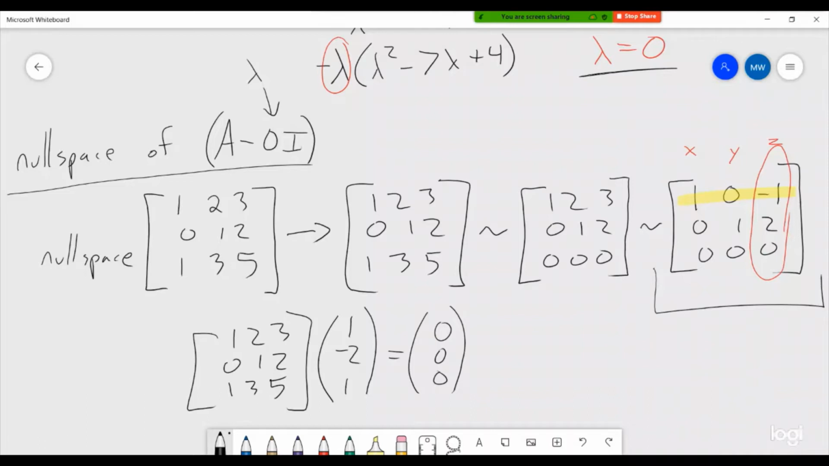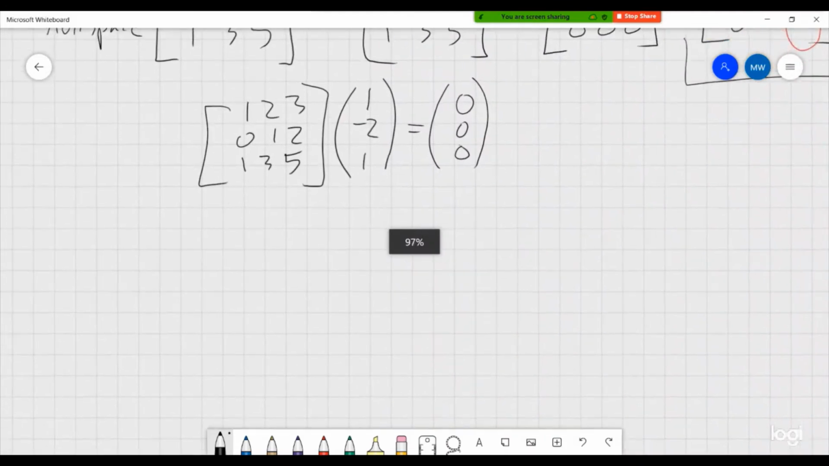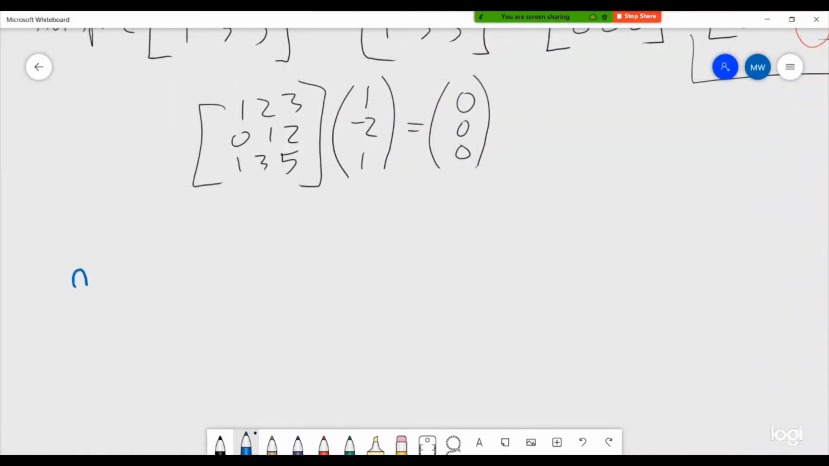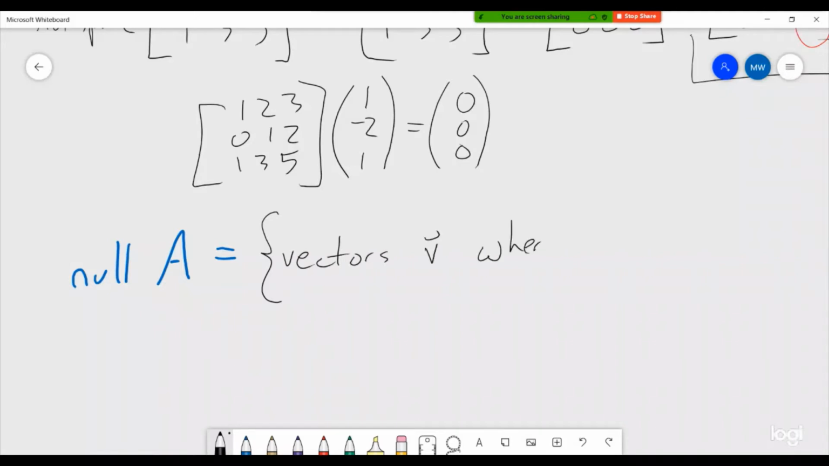This is kind of going backwards, but could you remind me what null space represents? Like, what is a null space of a matrix? Yeah, so if we're looking at the null space of some matrix A, this is equal to the set of vectors V where the matrix times the vector V is equal to the 0 vector.